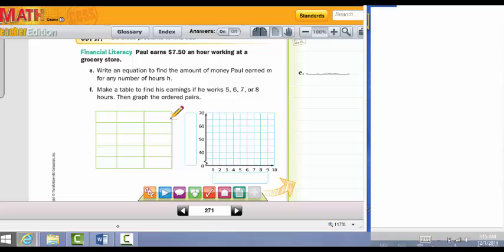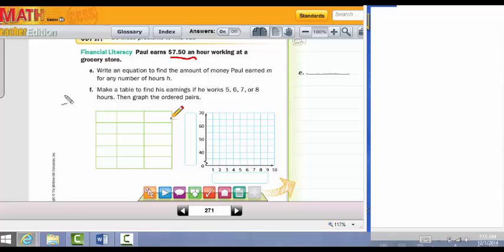Okay, let's take a look at letter E. First of all, we have the statement, Paul earns $7.50 an hour while working at a grocery store. You should immediately think about $7.50 an hour as 7.5 times something in order to make an equation here. But let's take a look at this first.